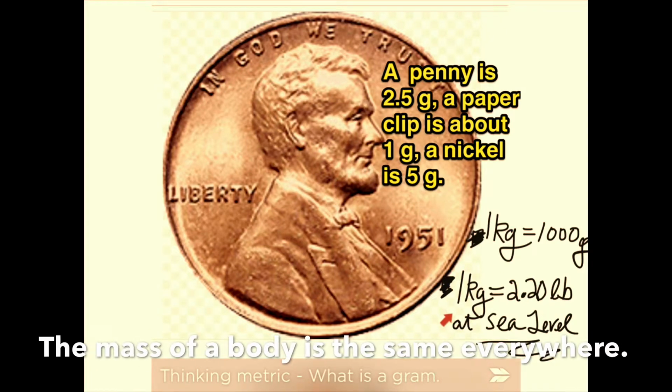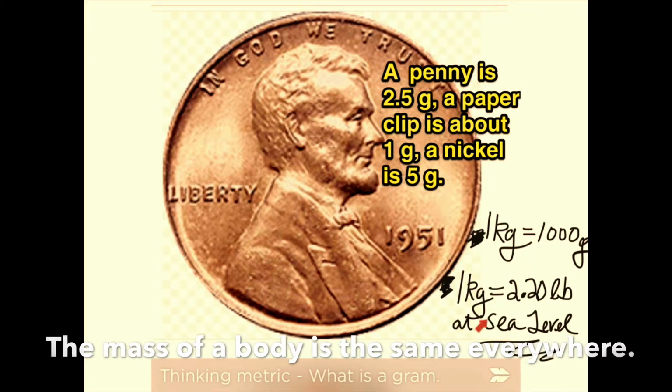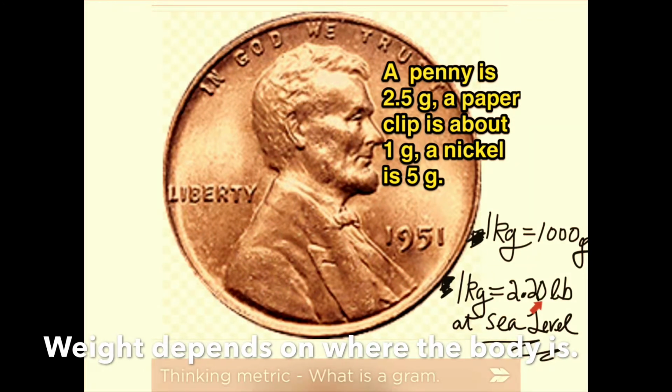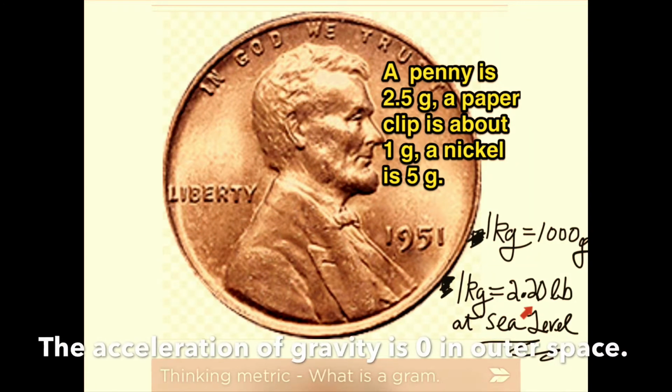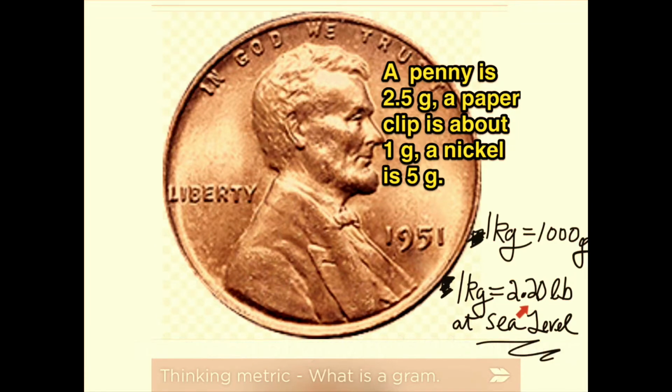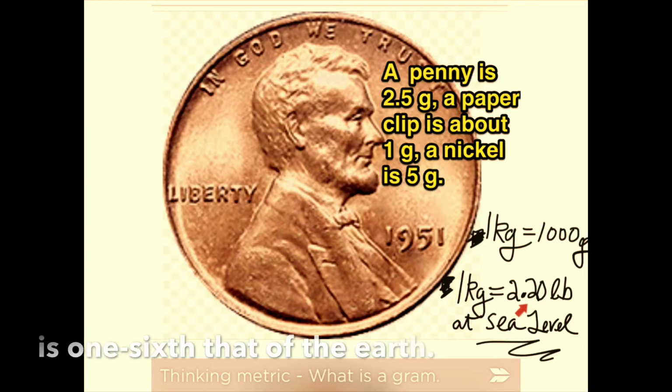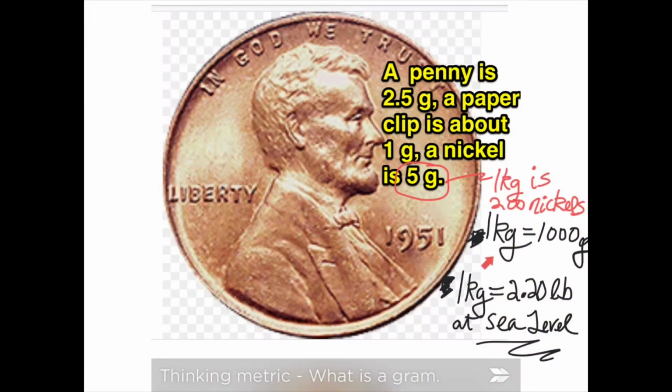An object with a mass of 1 kilogram at sea level would still have a mass of 1 kilogram in outer space, and it would still have a mass of 1 kilogram on the moon, and for that matter, anywhere in the universe. However, 1 kilogram would have a weight of 2.20 pounds at sea level, but in outer space, it would have no weight at all, and on the moon, it would have a weight that is 1/6 of 2.20 pounds. 1 kilogram is 1,000 grams.